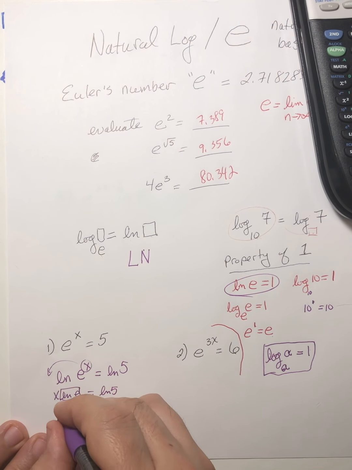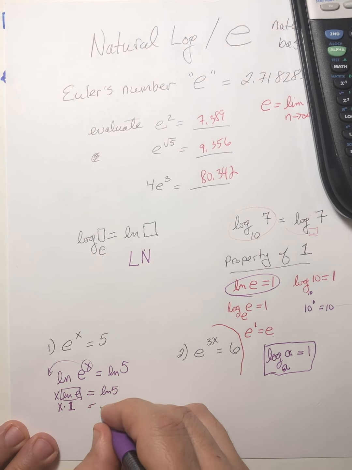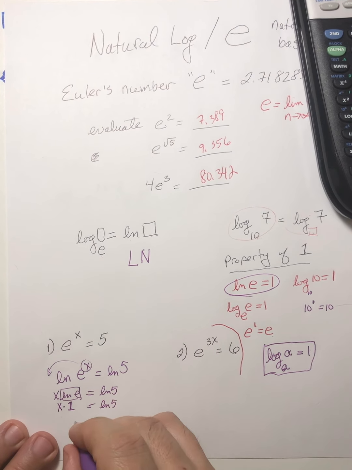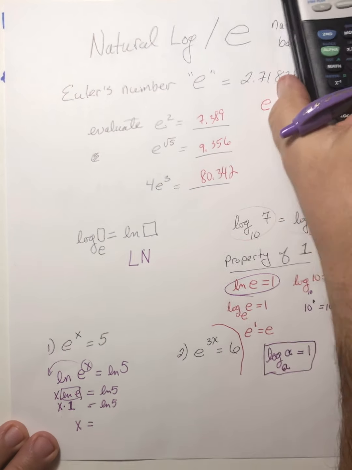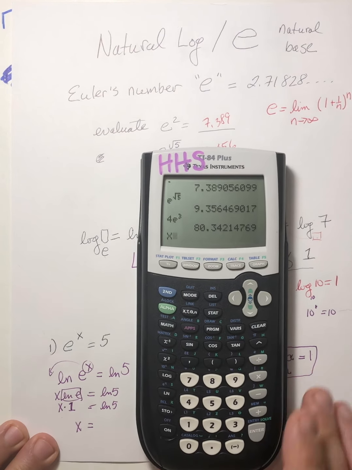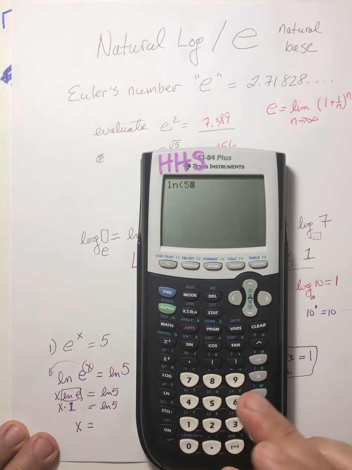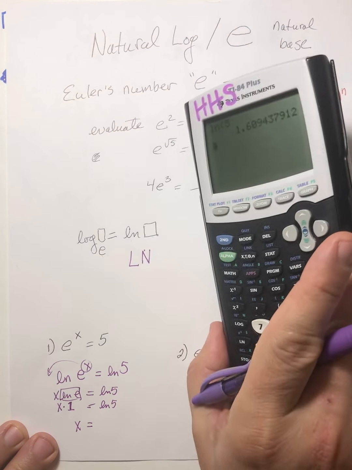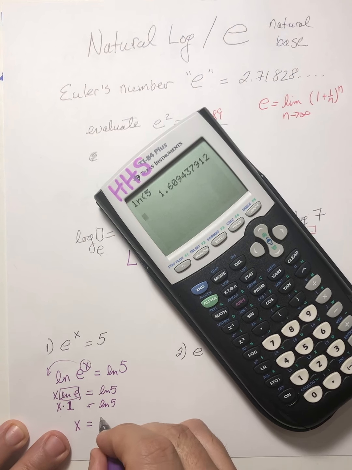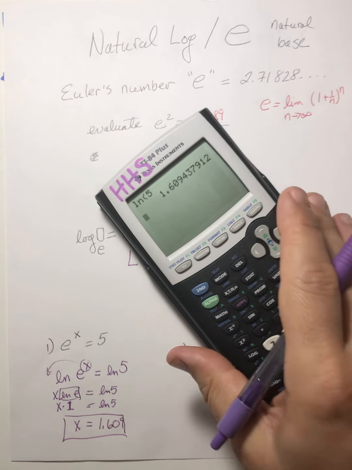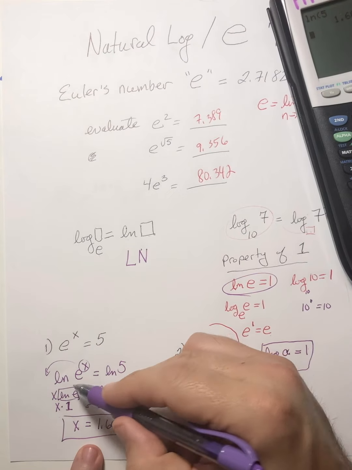So I'm literally looking at x times 1 equals the ln of 5. Well, do I really need to say x times 1? No. So x equals, we'll round to the nearest thousandths, pull out the handy dandy calculator, use the ln button, 5, hit enter, boom, 1.609. We are done. We just answered the question. See? ln of e equals 1.